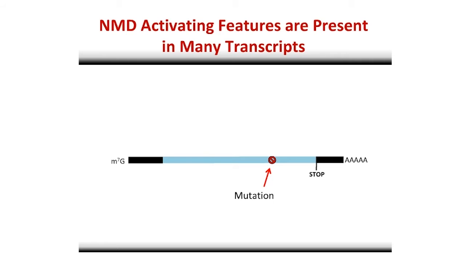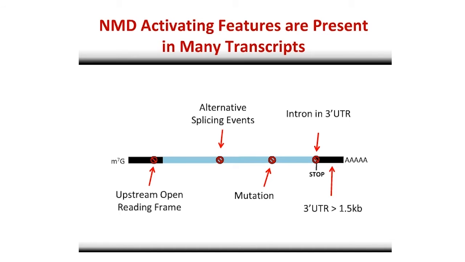It turns out that there is a large number of endogenous transcripts that have features in them that are consistent with regulation by the NMD pathway. For example, there are transcripts that have upstream open reading frames. And again, this provides a scenario where we have a stop codon upstream of an exon junction complex. Termination codons can be introduced by alternative splicing events, and some transcripts actually have introns in the 3' UTR, and in this case, the actual stop codon, again, because it's upstream of an exon junction complex, can be interpreted and targeted by the NMD pathway.